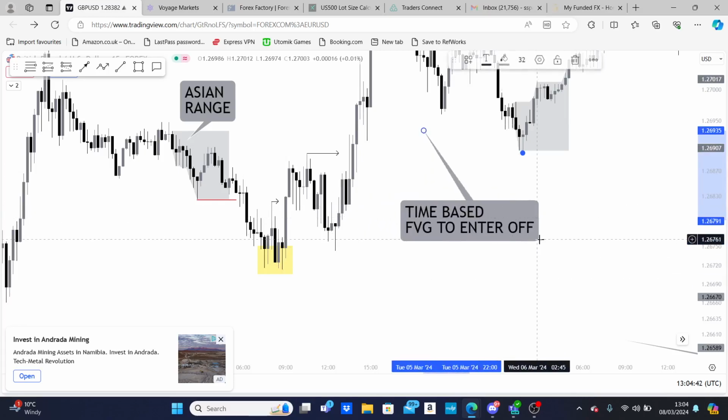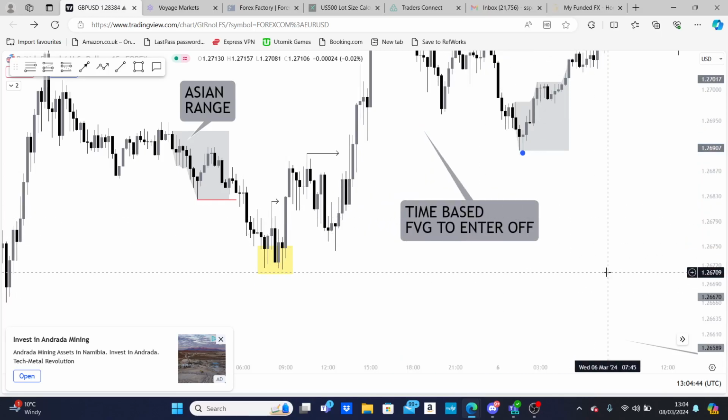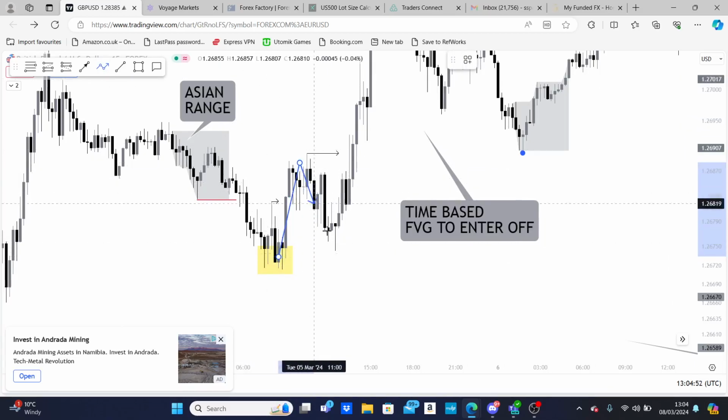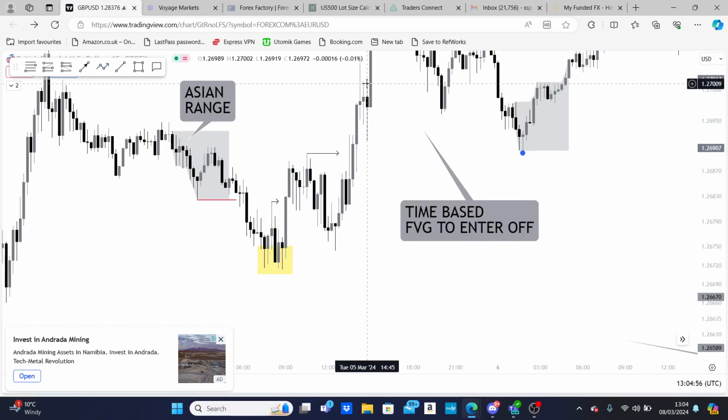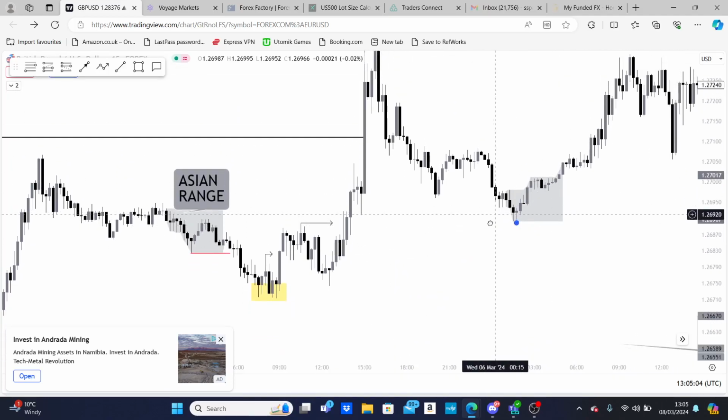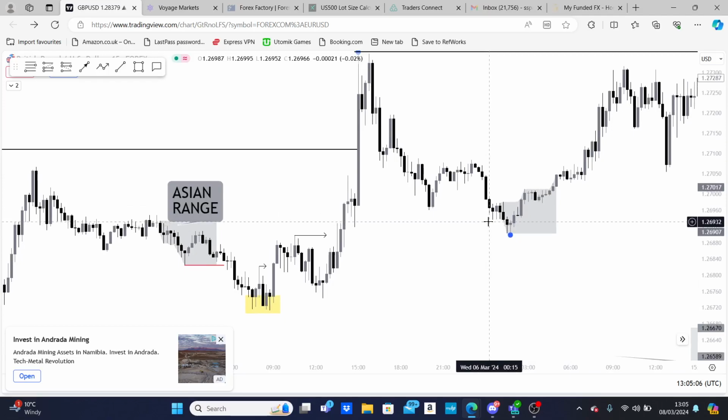Now, before we find that, I just want to bring your attention to a few things. When price sweeps below the Asian range low, and we have not one but two breaks of structure to the upside, what do we expect price to do? We expect price to follow on this trend, and the reason why is because we're bullish on the higher time frames. It's that simple, right? So now, where's our fair value gap? Where's our time-based fair value gap to enter off?